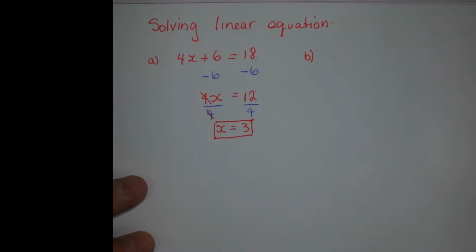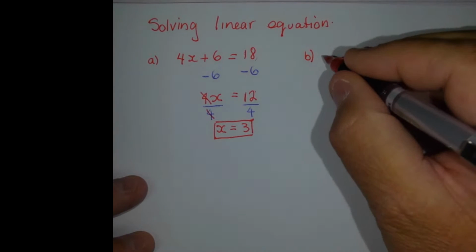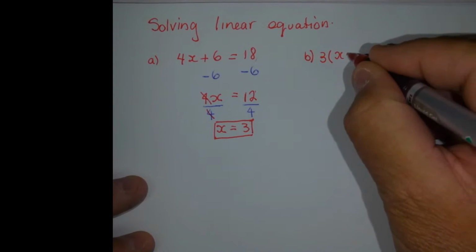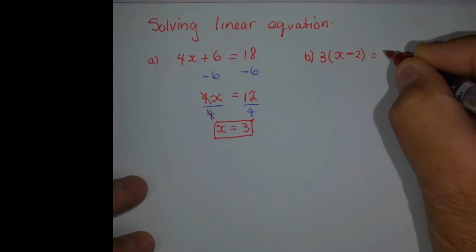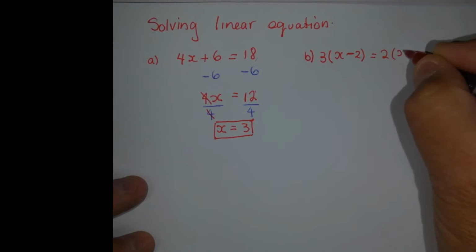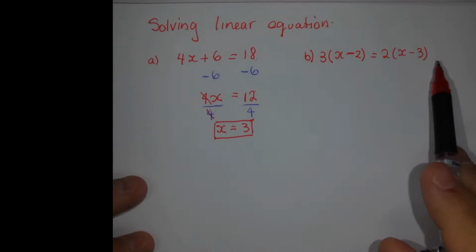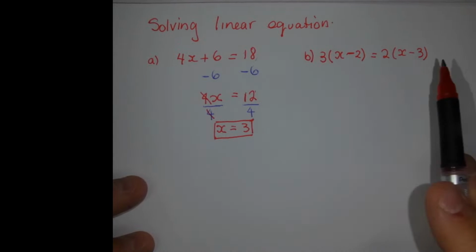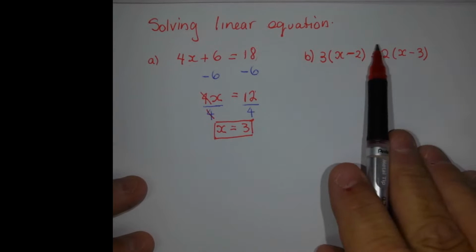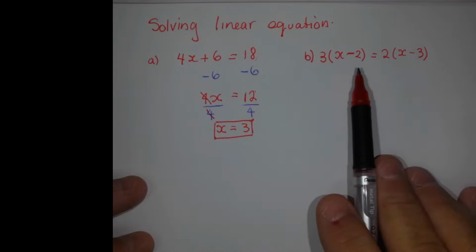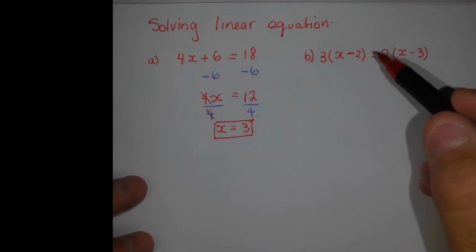When I look at this example over here, I've got 3 times x minus 2 equals 2 times x minus 3. Okay, and the idea is I need to find what value of x will actually make that true. Now, in order for me to do that, I need to try and isolate the x on the one side so that I can then balance the x with whatever value there is. So what am I going to do first?